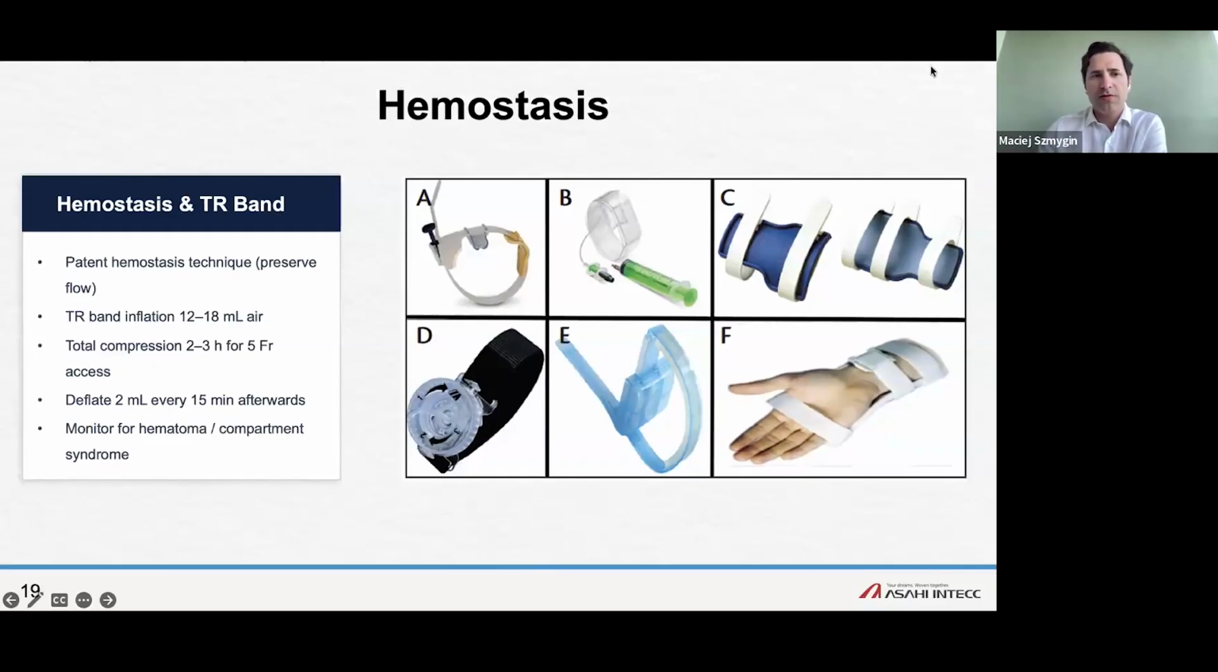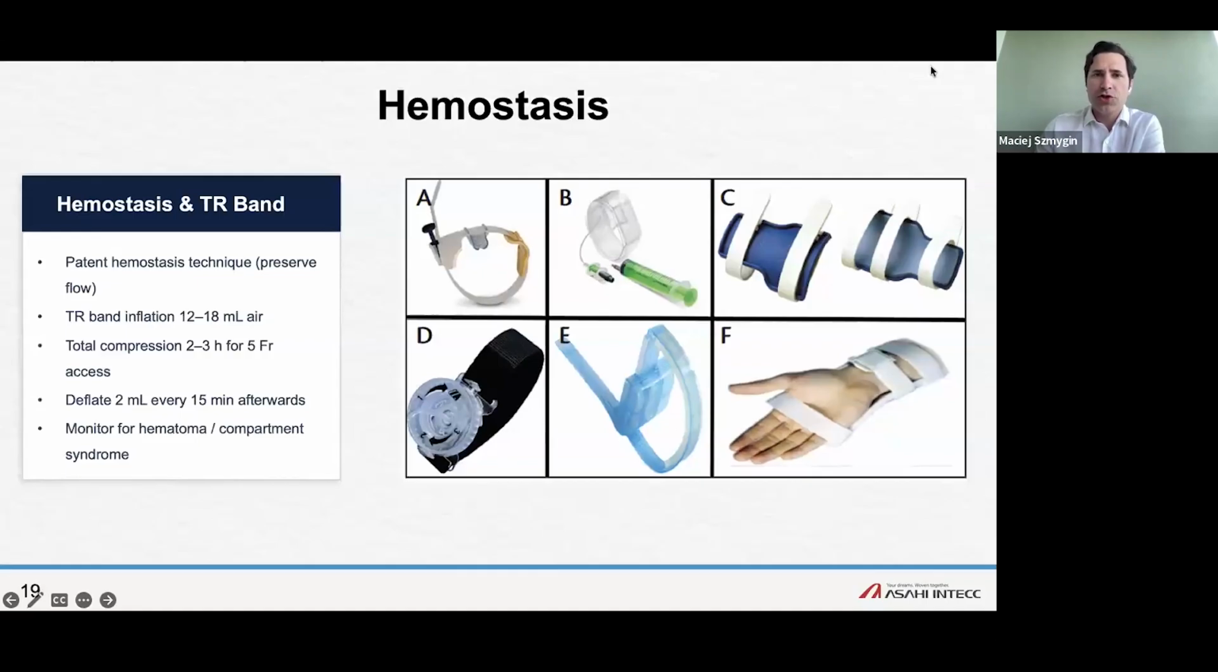We hold it 2 to 3 hours for five French axes, and then we ask the nurses to deflate it a bit, 2 milliliters, or to deflate it 4 milliliters, and check if there is a bleeding. If not, they can release more and more every 15 minutes, and of course they have to monitor for the hematoma, compartment syndrome, and so on.